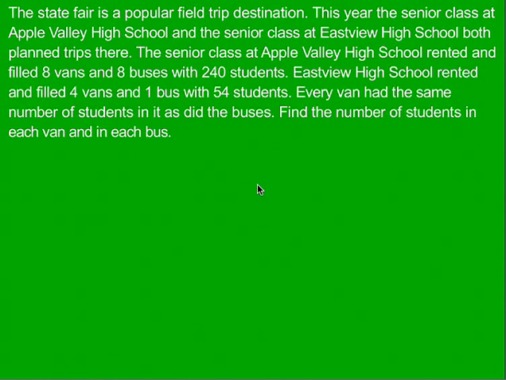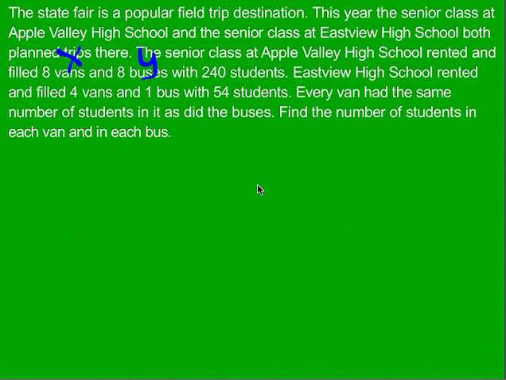So let's go ahead and take a look at number 9. The State Fair is a popular field trip destination. The senior class at Apple Valley High School and the senior class at Eastview High School both planned trips there. The senior class at Apple Valley High School filled 8 vans, which I'm going to use x for, and 8 buses, which I'm going to use y for, with 240 students. So we don't know how many the buses and the vans hold. Eastview High School filled 4 vans and 1 bus with 54 students.